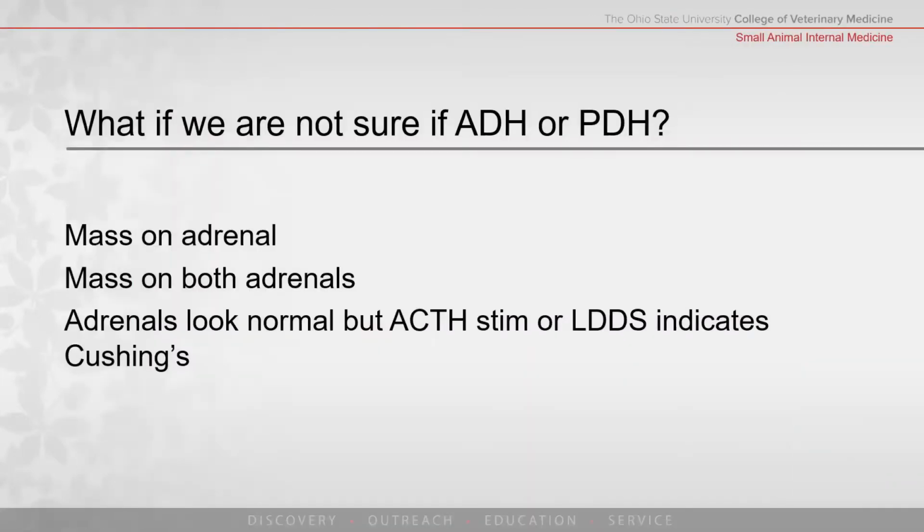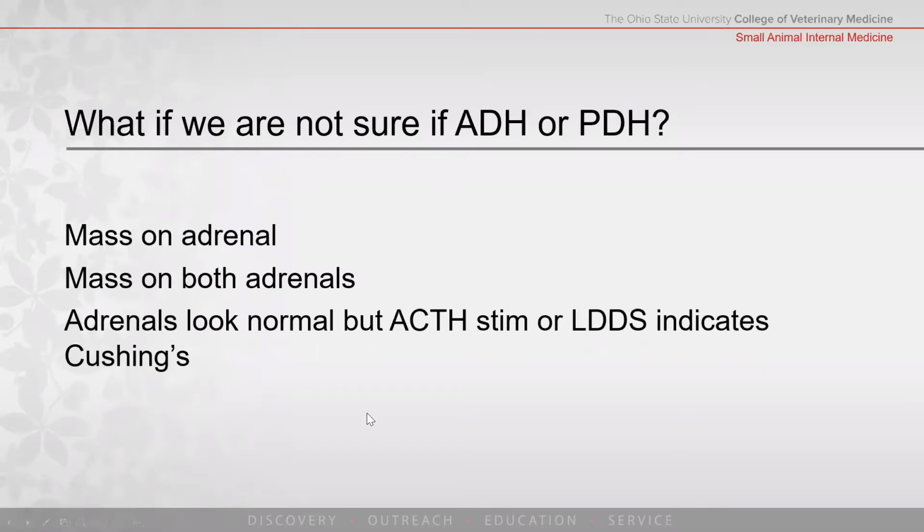What if we're not sure if it's ADH or PDH because our testing showed either straight across on our high dose, or we didn't do a high-dose DEX? How can we figure it out? You can look for a mass on the adrenal. You can look for masses on both adrenals, which is really rare. Or you can look and see whether the adrenals maybe look normal. Because if the adrenals look normal, but an ACTH stim or a low-dose DEX indicates Cushing's, it's probably pituitary dependent. Usually the adrenal tumors that produce Cushing's disease are going to be obvious, that there's a mass on the adrenal gland.